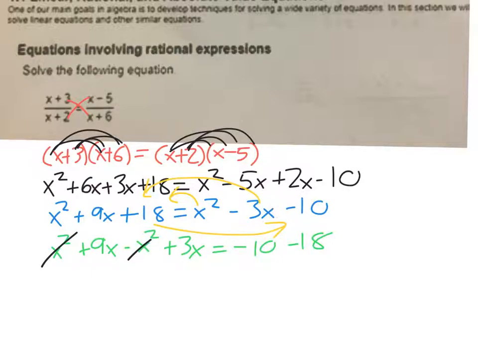So now x squared minus x squared is 0. 9x plus 3x is 12x. They're common. They're both positive, right? Once we move the 3 over. Negative 10 minus 18 is negative 28. Same signs, add and keep the sign.